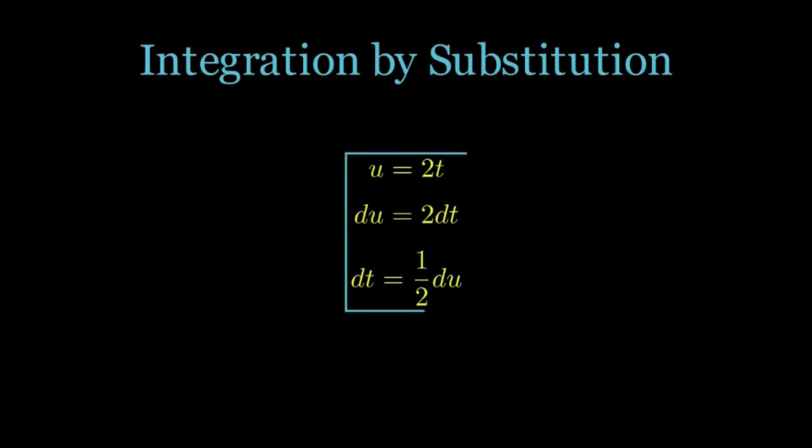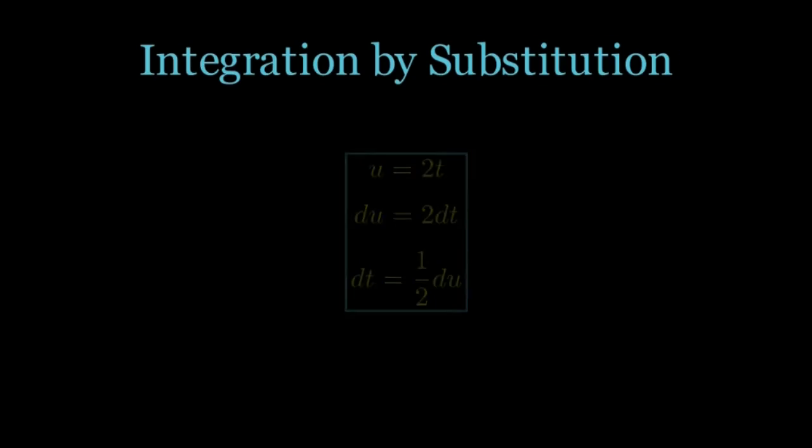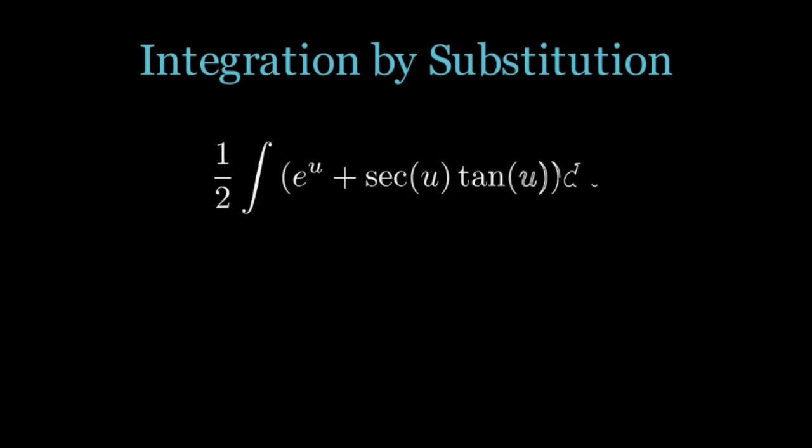Those will be our substitutions in the original expression. Remember that we have a half in the substitution for dt, so that half goes to the front, or we can just take it out of the entire expression. Where there was 2t we have u, where there was 2t we have u, and we have u here. So from here we can find the integral.